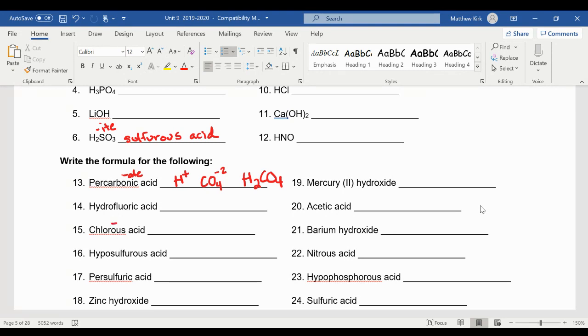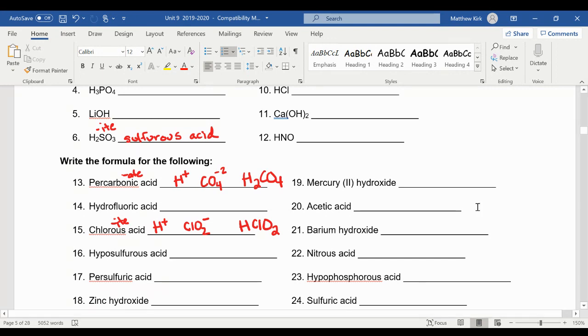I guess I could do one more. Chlorous. So I know that's chlorite. So that's H+. Let's see, chlorate is ClO3. So ite means it's one less oxygen. It would be ClO2. And in this case, my charges cancel out. So it would be HClO2 as my formula for chlorous acid.